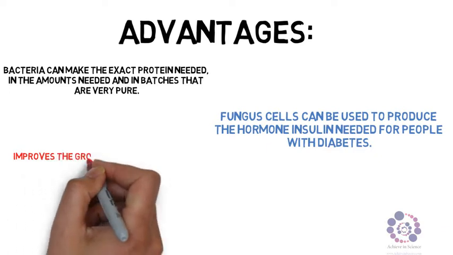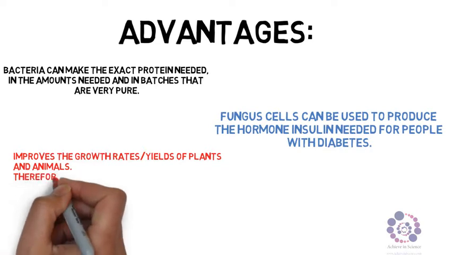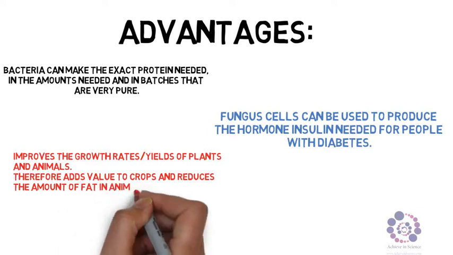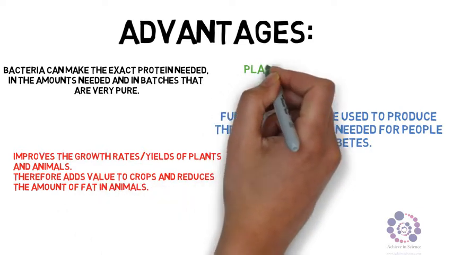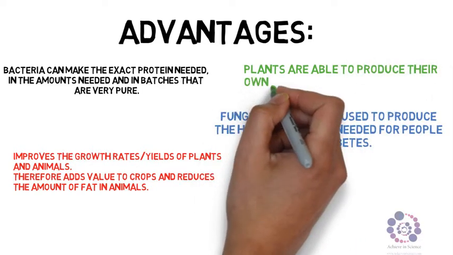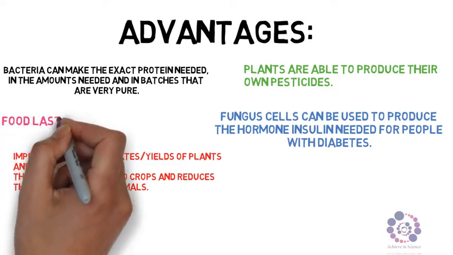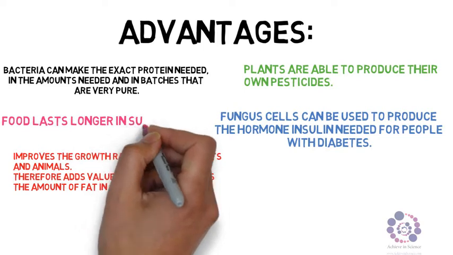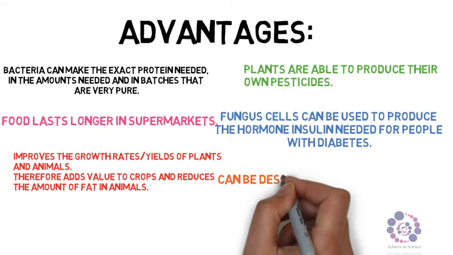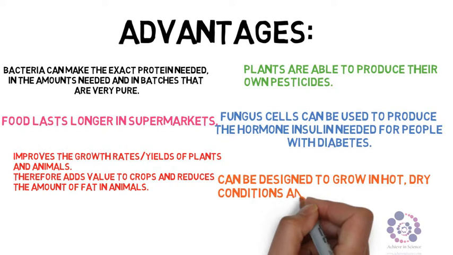It can improve the growth rates or yields of plants and animals. Therefore, this adds value to crops and reduces the amount of fat in animals. We can do it so plants are able to produce their own pesticides, so we don't need to spray plants. Food lasts longer in supermarkets. Plants can be designed to grow in hot, dry conditions, and so help with problems like world hunger.